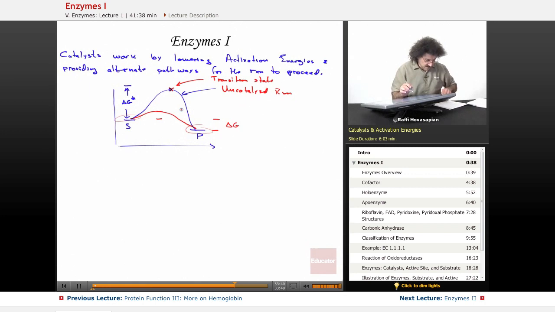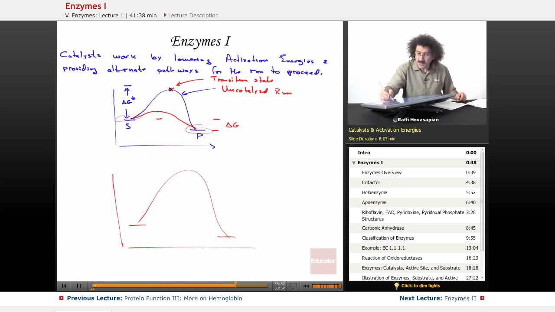Okay, now let's do one more energy diagram here. Okay, this is substrate, this is product. Since I used blue for the uncatalyzed, I'll keep it as blue for the uncatalyzed. Here, like that, and we might have something like this.